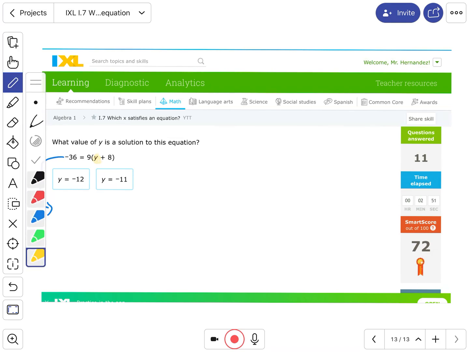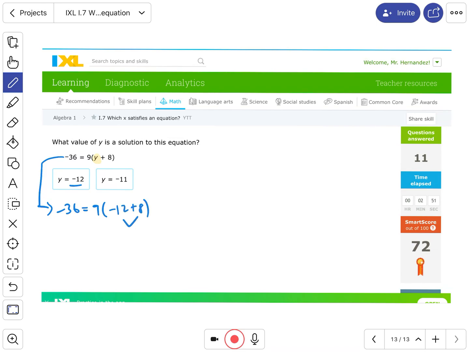Again, I'm going to highlight the variable. I'm going to replace that with a negative 12 on the left side. So negative 36 equals 9, in the parentheses, negative 12 plus 8. Parentheses first. Those are different signs. Take the sign, subtract, and take the sign of the bigger number. I'm going to rewrite it in parentheses, put the 9 in front, bring down the equals, bring down the negative 36. A lot of this stuff is basically keeping everything lined up, rewriting everything below, and that's true.